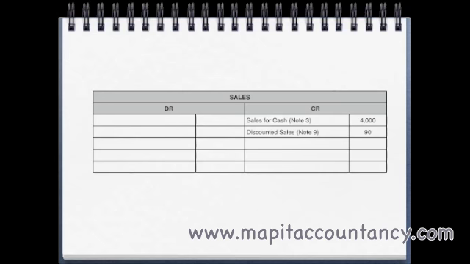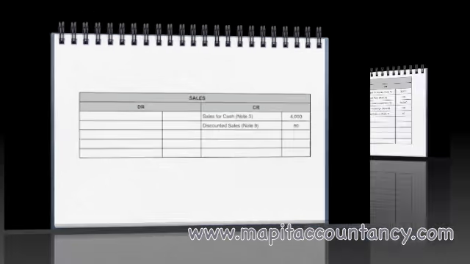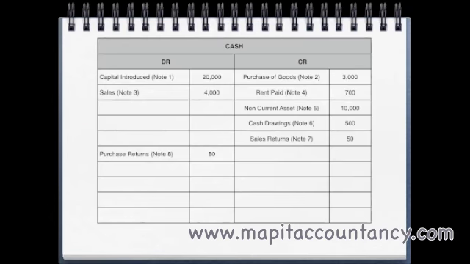So let's post that into our cash account. So here we have our cash account with all of the items that we've posted in so far. We now bring in those discounted sales from note 9. So debit cash with $90 for the discounted sales. So that's how we deal with trade discounts. So we take the discounted amount and we post that amount in as our sale.